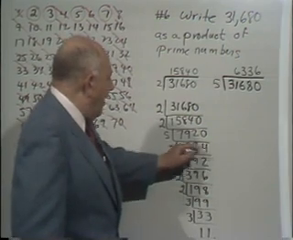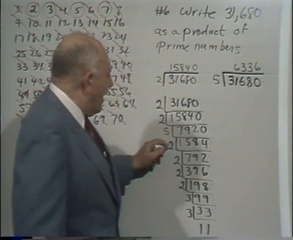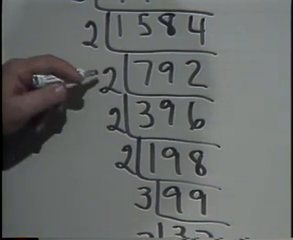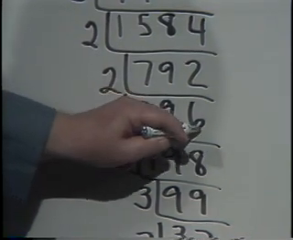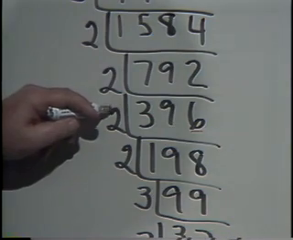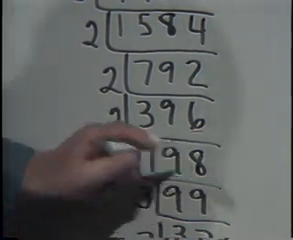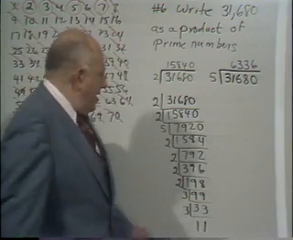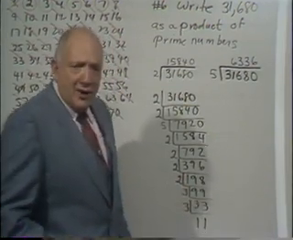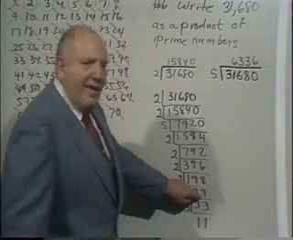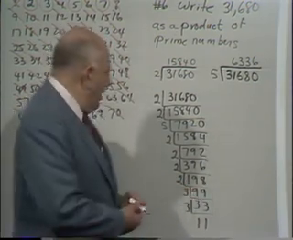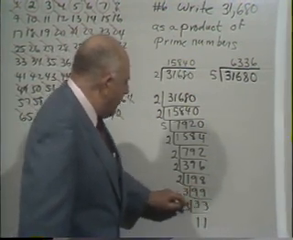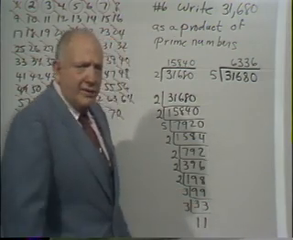Since this still ends in a 4, I know I can divide it by 2 again. When I do that, I get 792. This still ends in a 2, so it's divisible by 2. I divide by 2 again, I get 396. This being even, I can divide by 2 again, I get 198. It's still even, so I can divide by 2 again, now I get 99. 99 is divisible by 9, of course, but 9 isn't a prime number. 9 plus 9 is 18. 18 is divisible by 3, so 99 is divisible by 3. 3 goes into 99 33 times. 3 goes into 33 11 times. 11 is a prime number.